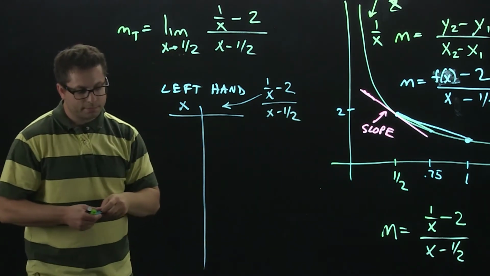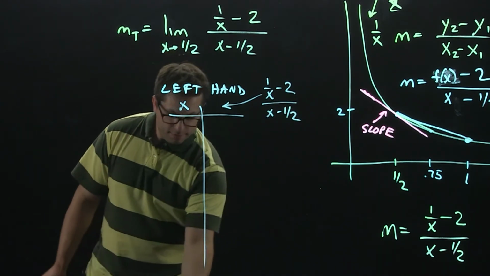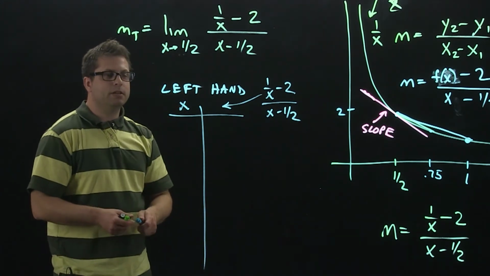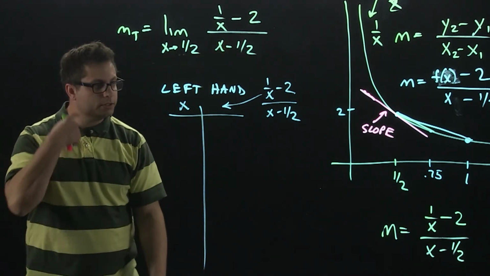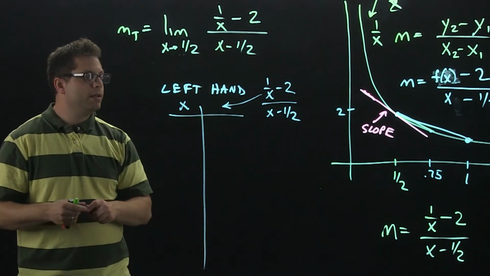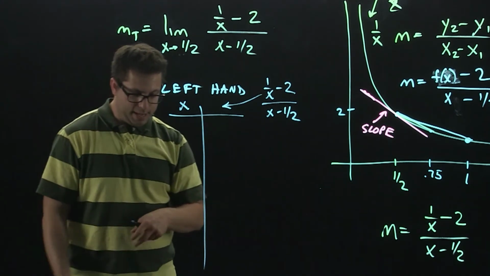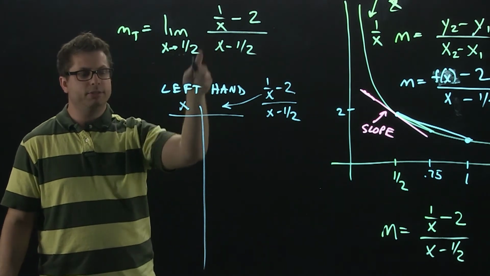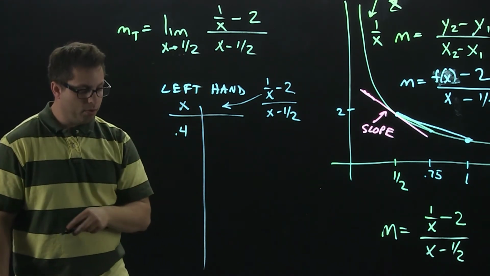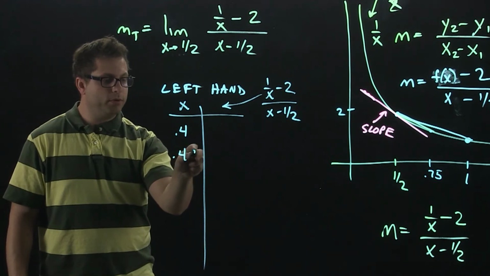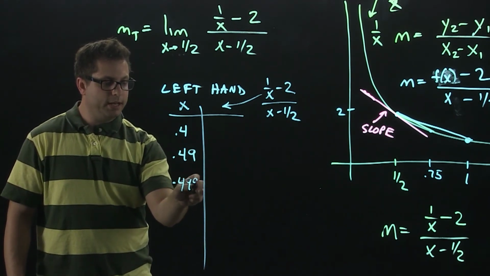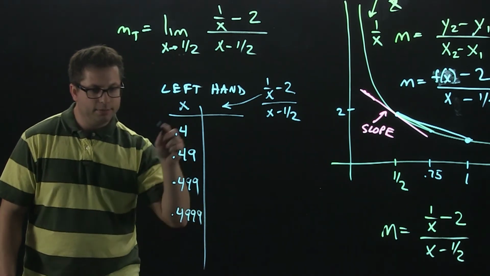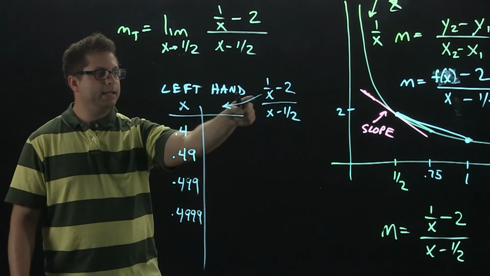I wrote down the table of values before we started the video, just so I can get an idea of what it's going to look like. Again, I'm going to put the calculator up here showing you how I evaluated all these. Since x is getting close to 1/2 from the left-hand side, let's start with 0.4. Because 1/2 is 0.5, we'll start with 0.4, and then we'll go up to 0.49, 0.499, and 0.4999. I'm going to plug that into here.